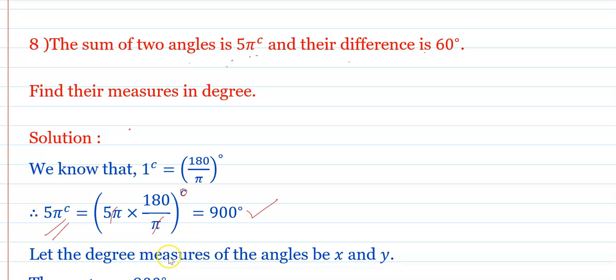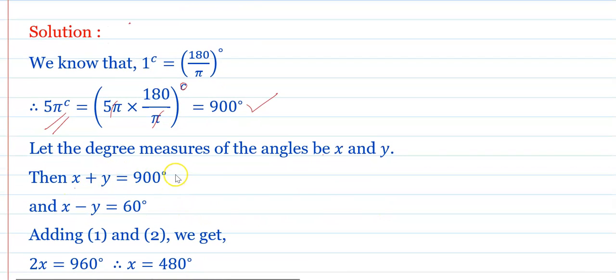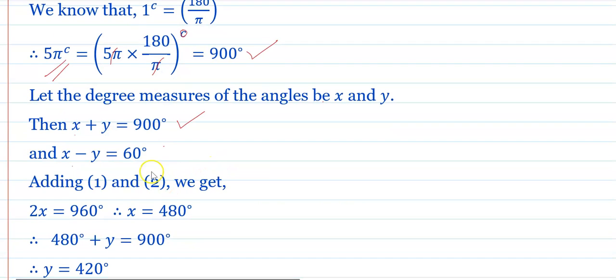Let the degree measures of the angles be x and y. Therefore, the sum of the angles is 900 degree and their difference is 60 degree. हे आपल्याला दिलेलं आहे. Okay, and therefore x plus y is equal to 900, x minus y is equal to 60 degree. If you add these two, this y gets cancelled. You will get 2x is equal to 960, and therefore x is equal to 960 upon 2. You will get 480, and the measure of the first angle is 480.